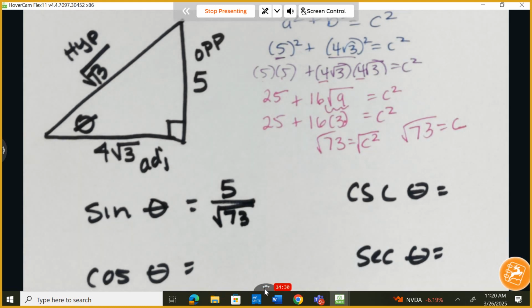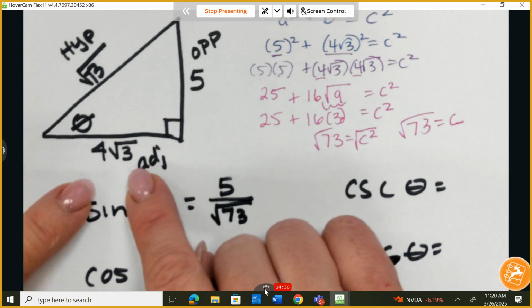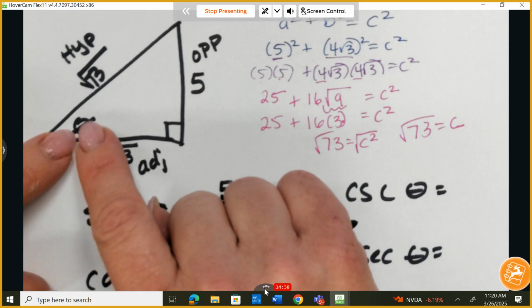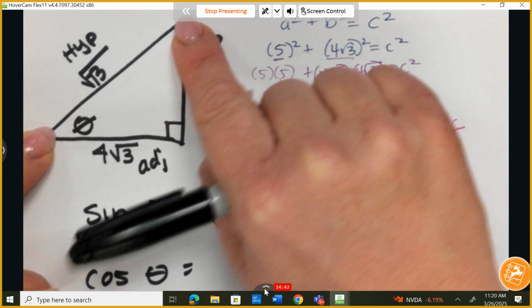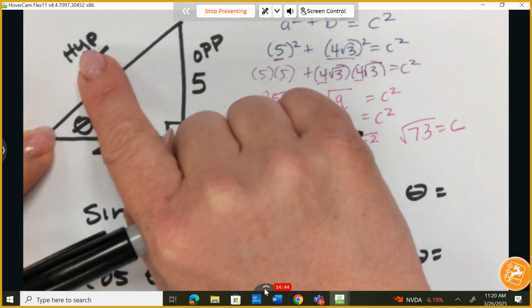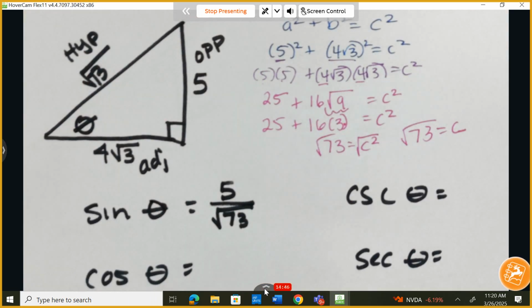How did you switch again? The adjacent and the opposite? Say it to me again. How did you switch again? The adjacent. Why is adjacent down here right now? Okay. So do you agree from this angle opposite is 5? Mm-hmm. So if that's opposite, do you agree this is the longest side? The longest side is always the hypotenuse. There's only one side left. It has to be the adjacent. Yep, good question.